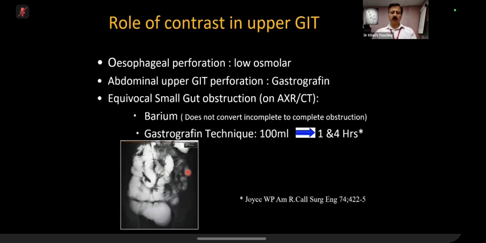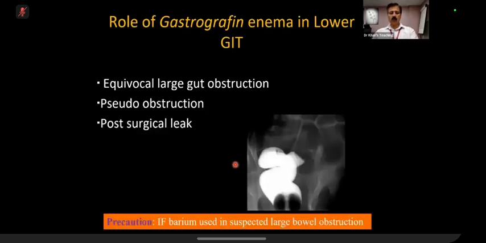Please also remember that there is no concept of barium converting an incomplete obstruction to a complete obstruction. There was a lot of debate, let's say, 20 or 30 years ago, where surgeons used to say that barium can convert an incomplete obstruction to complete. Our literature does not agree with that. Gastrografin, some people think, is sort of therapeutic also. Again, controversial, but some people think like that. So both of these you can use.